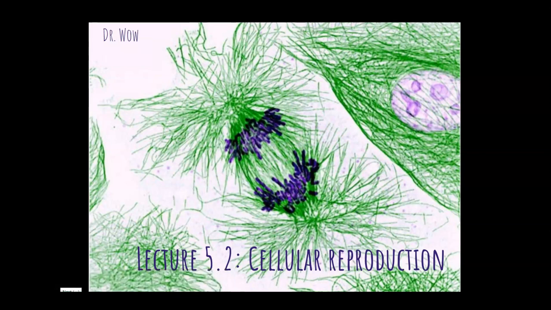This is lecture 5.2 on cellular reproduction. In this lecture, you're going to learn about the cell cycle, explain how DNA forms chromosomes, name and explain the stages of mitosis, name and explain the stages of meiosis, describe the importance of meiosis for genetic recombination, and describe the consequences of non-disjunction for human health.